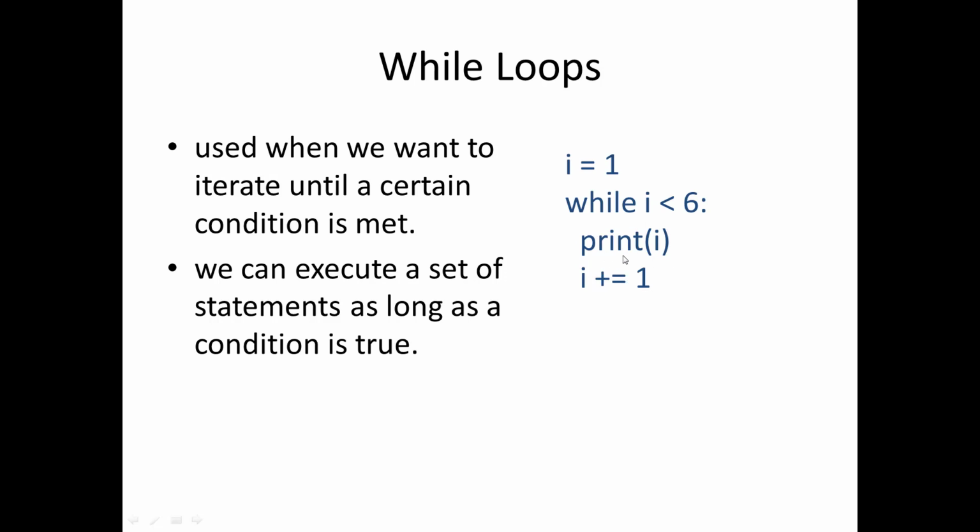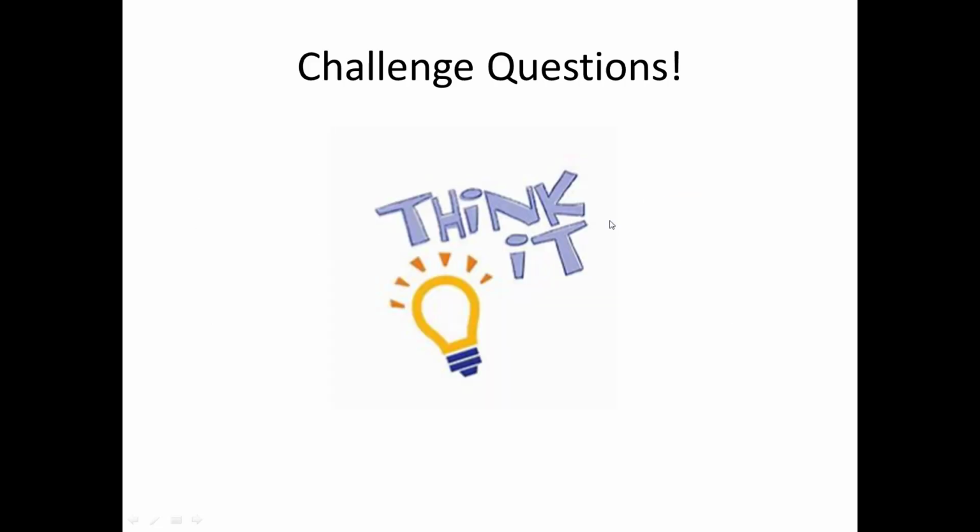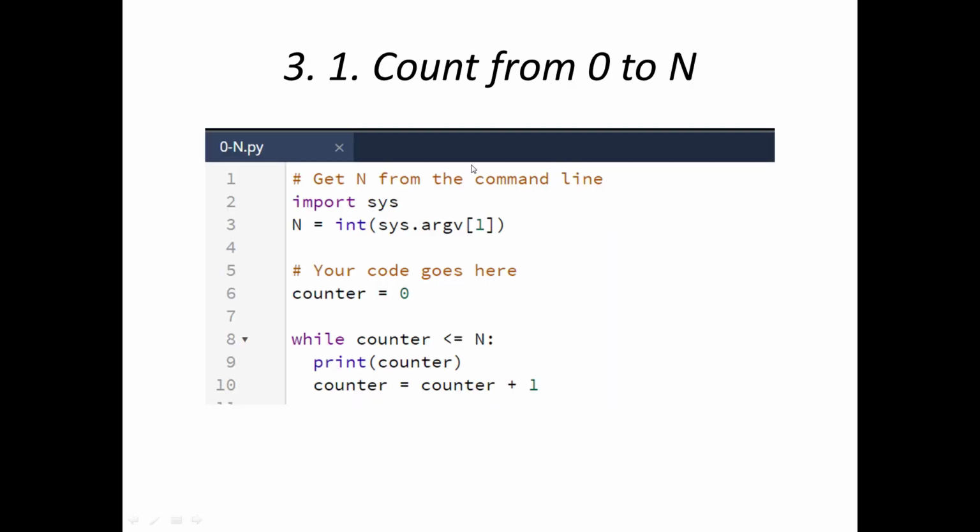And we'll continue to do that while I is less than 6. So we won't print 6 here because that is our upper boundary. This less than will stop us. If we wanted to print 6, we would say less than or equal to 6. Now let's dive into the challenge questions.